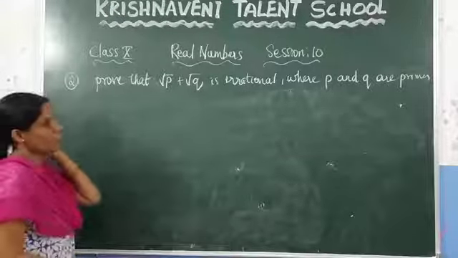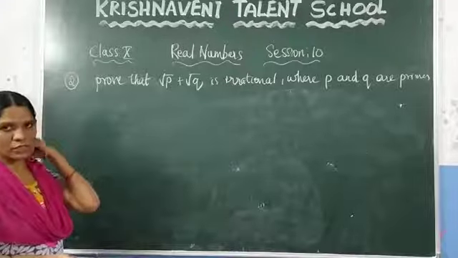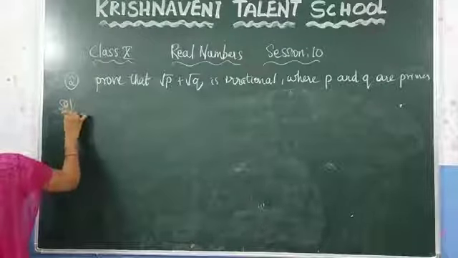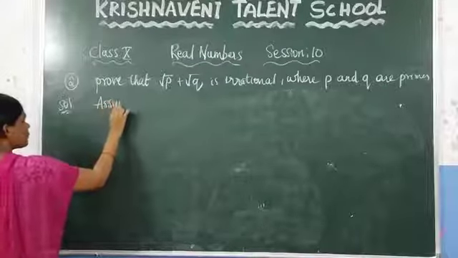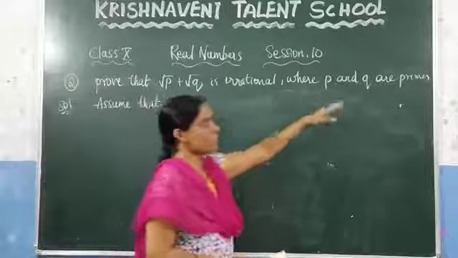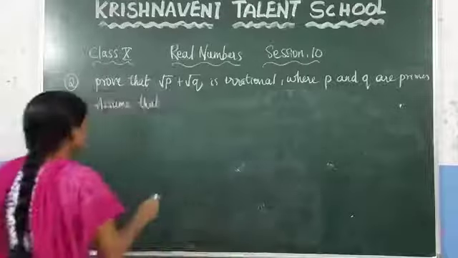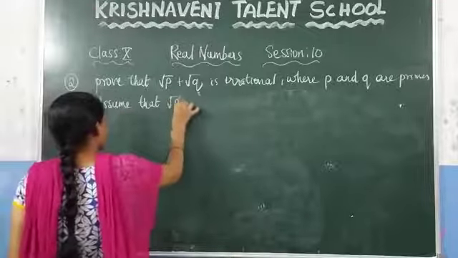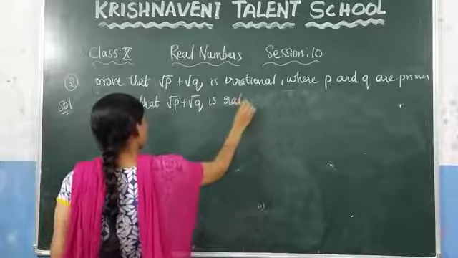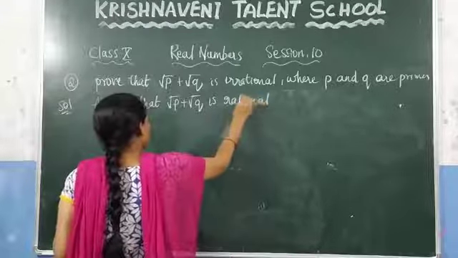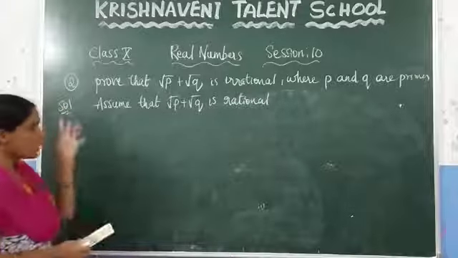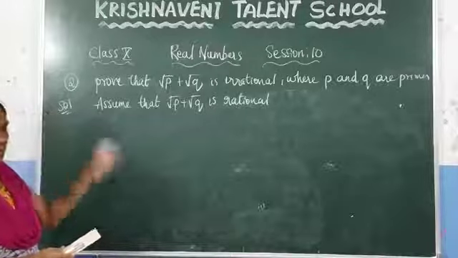Again, by which process do we have to do this one? By using the contradiction method. So write it here. Assume that, and this condition is very important, p and q are primes. So here assume that root p plus root q is rational. You need to prove irrational, but we have to assume that this one is a rational number, and at last you get some false equation.